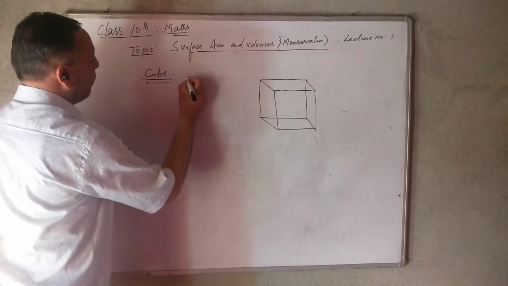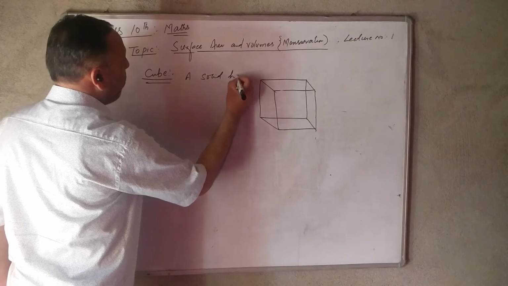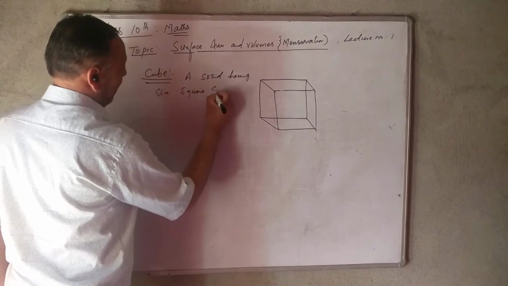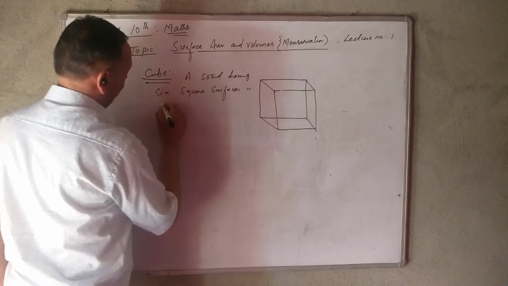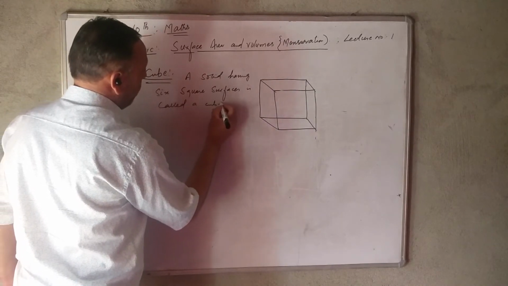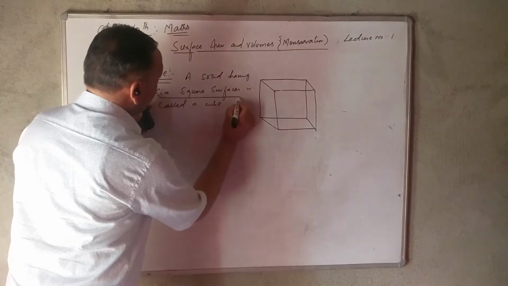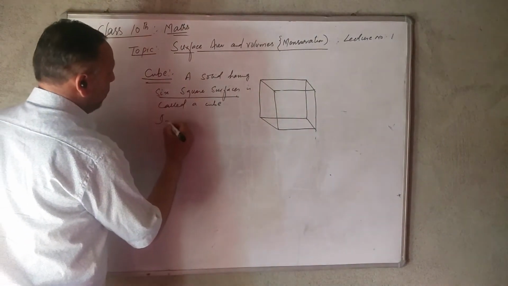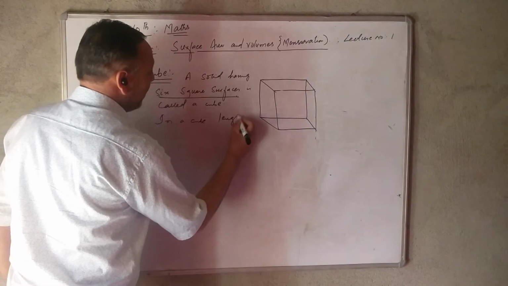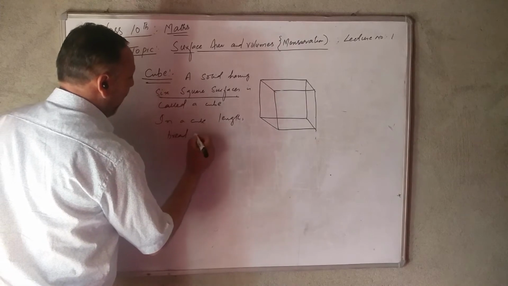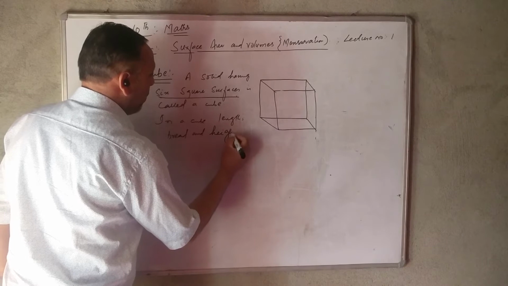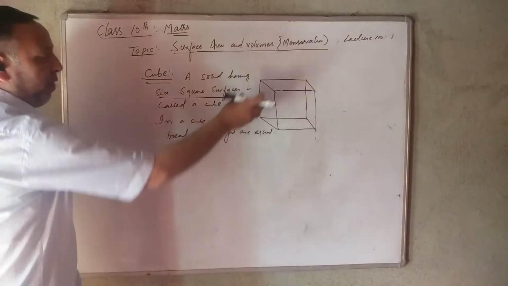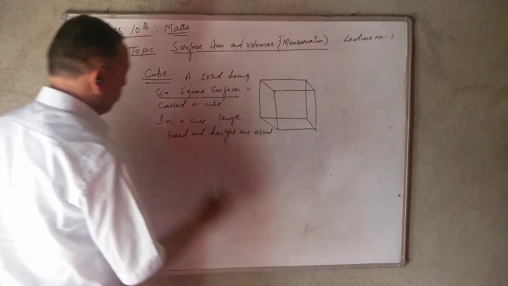A solid having 6 square surfaces is called a cube. It has 6 square surfaces. That means in case of cube, length, breadth and height are equal. So let us see the formula for finding surface area and volume.